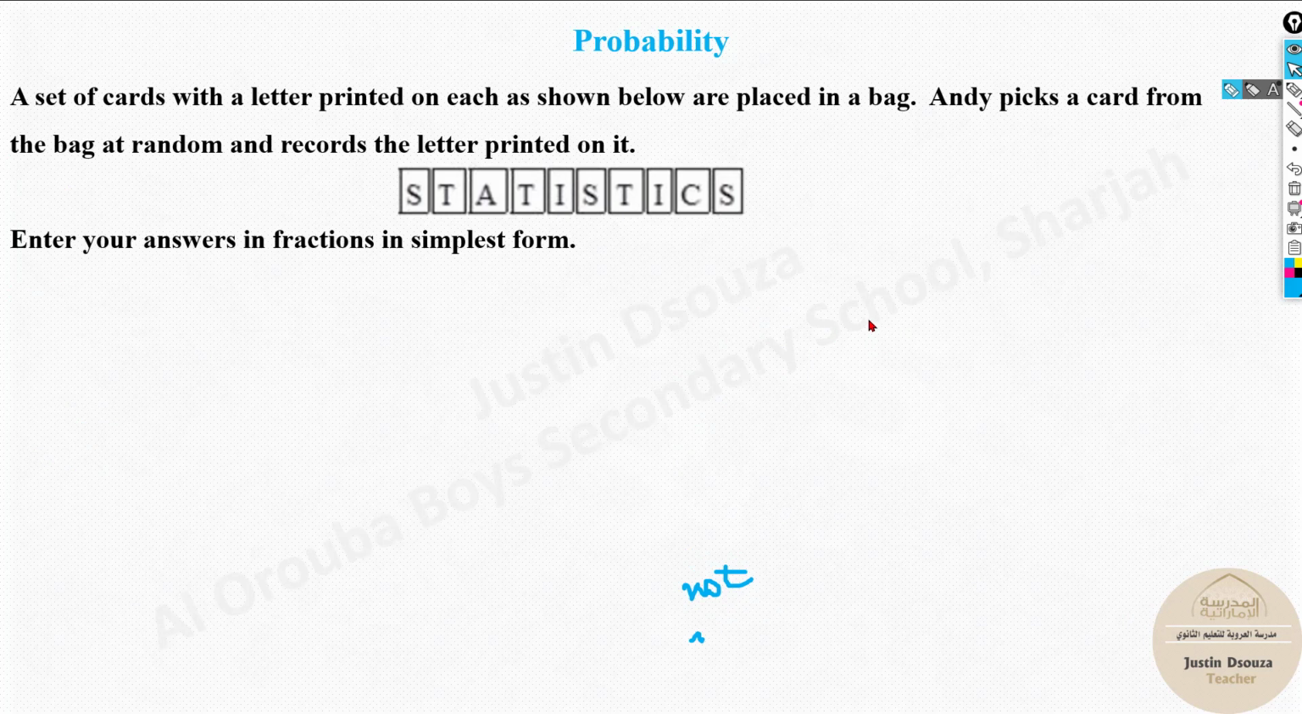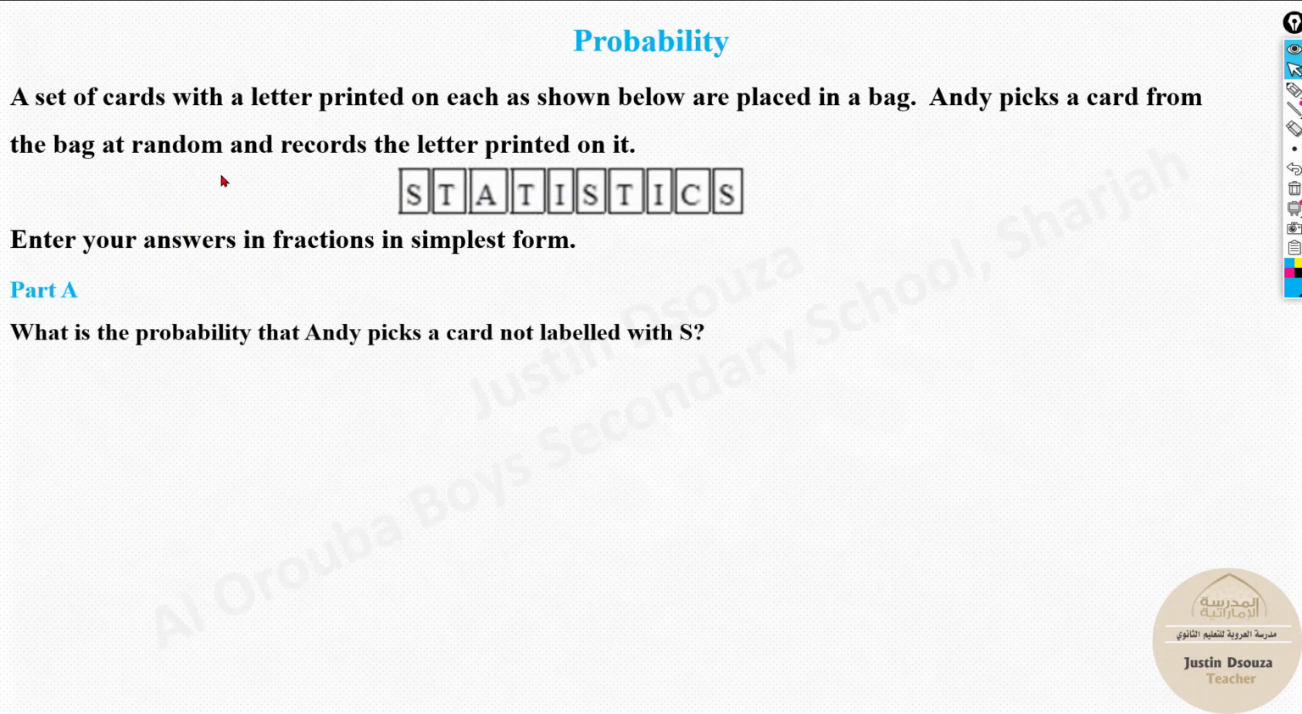Now, another type of problem, the last one in this part. A set of cards with a letter printed on each as shown below are placed in a bag. Andy picks a card from the bag at random and records the letter printed on it. See, these are the things. Statistics, STATISTICS. Enter your answers in fraction in simplest form.